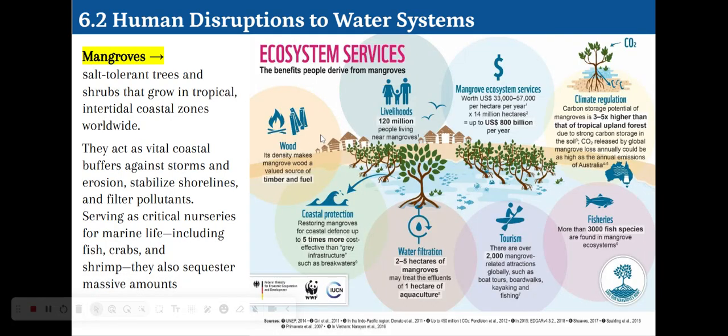So, ecosystem services of mangroves, you don't have to know all of them. These are some of the few. Pick a few that you'd like to write down. But these are the ways.